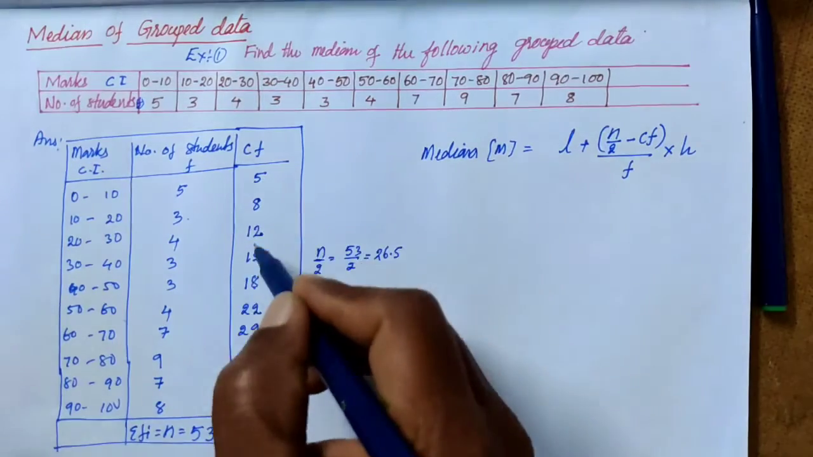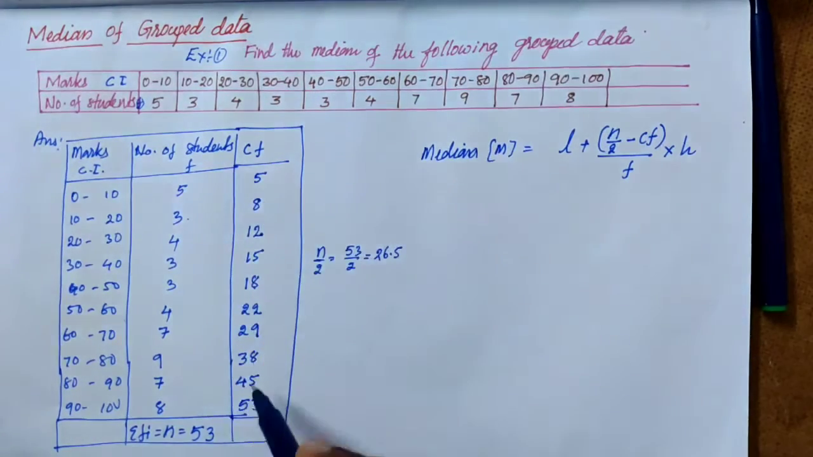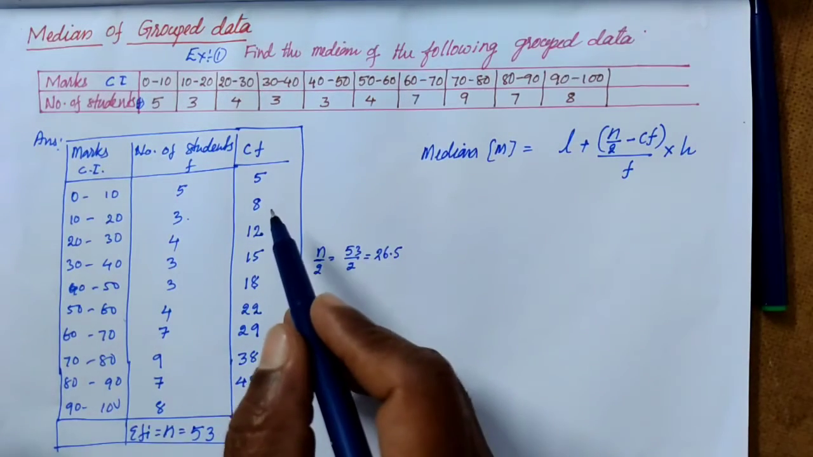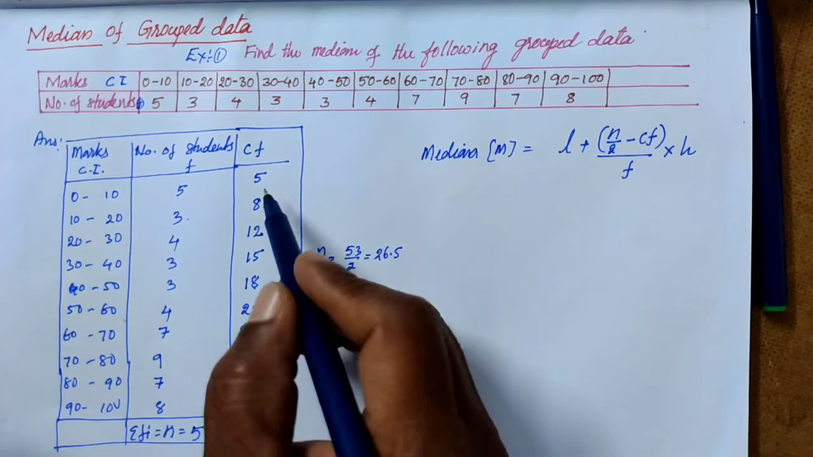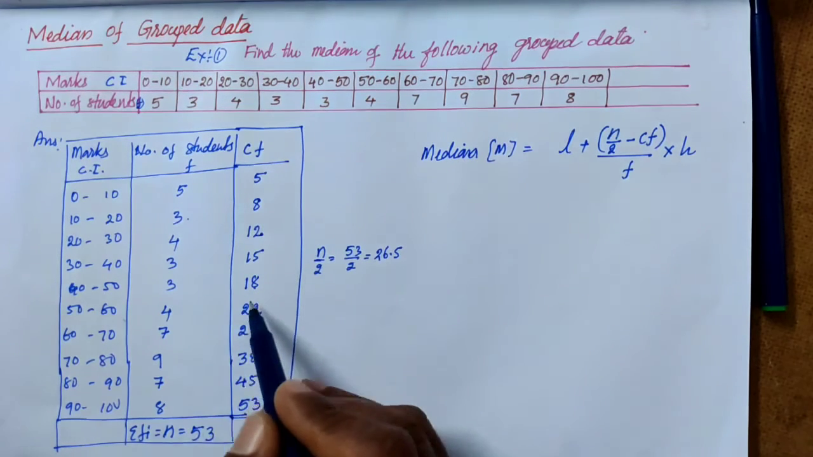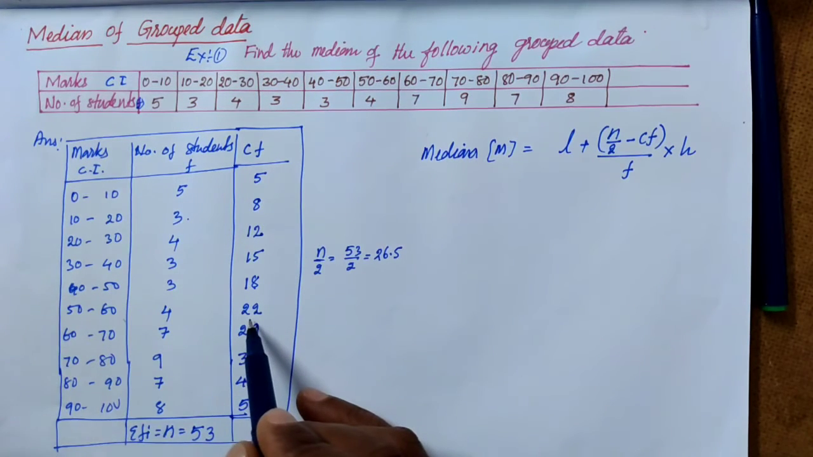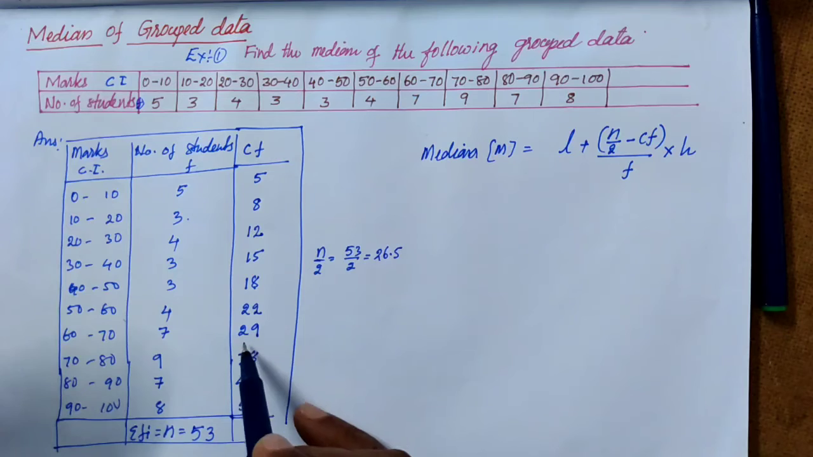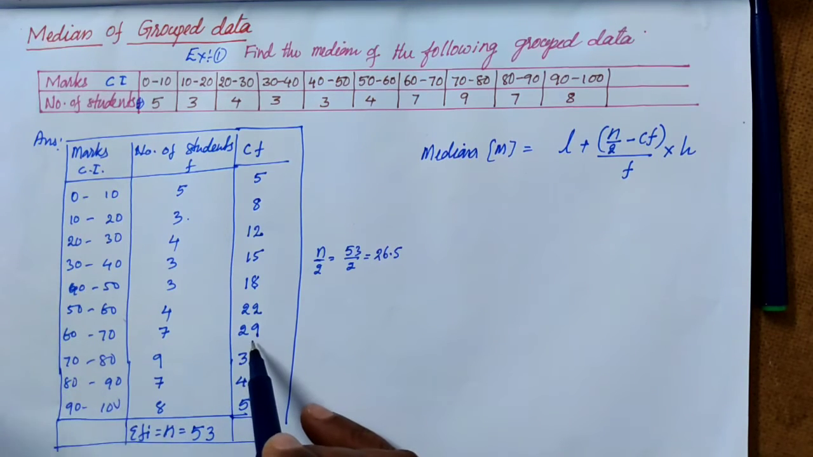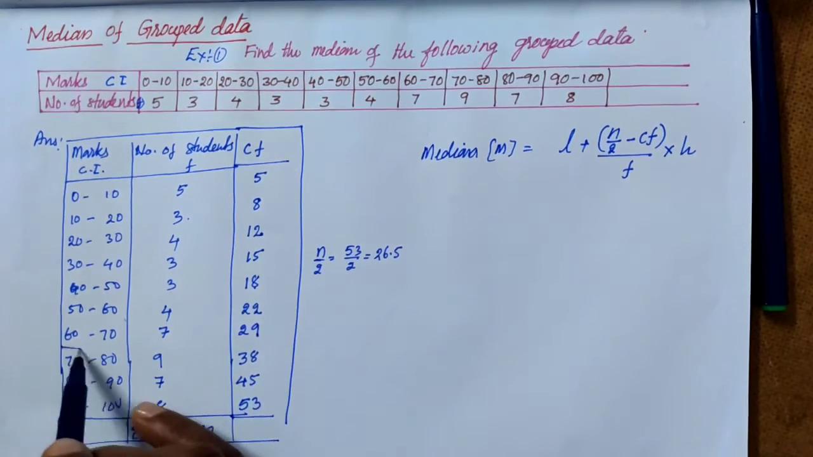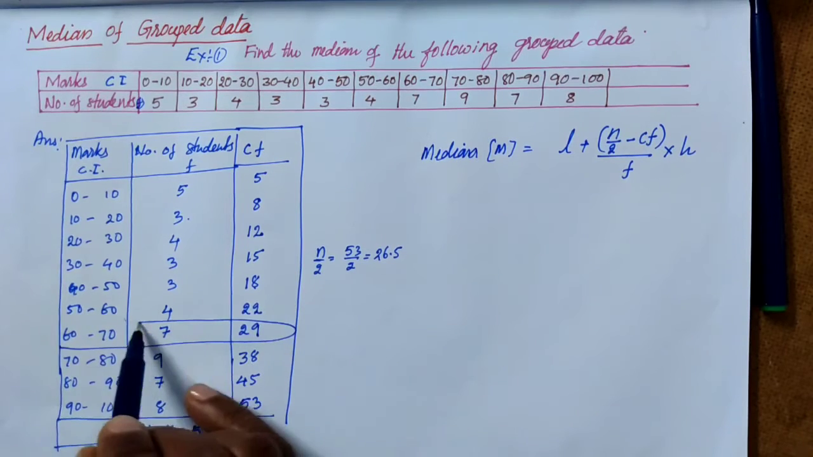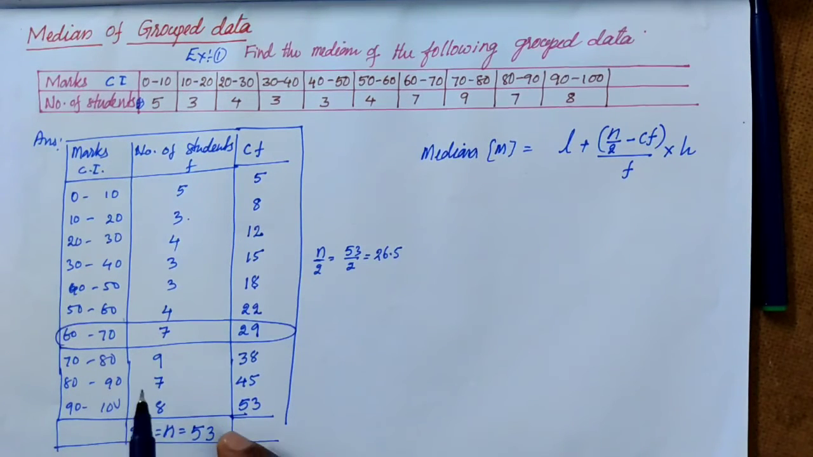So among this cumulative frequency, where will be the 27th student? Okay, so here first 22 students, and here first 29 students. So among these 29 students, we will have the 27th student. Therefore this is the median class.